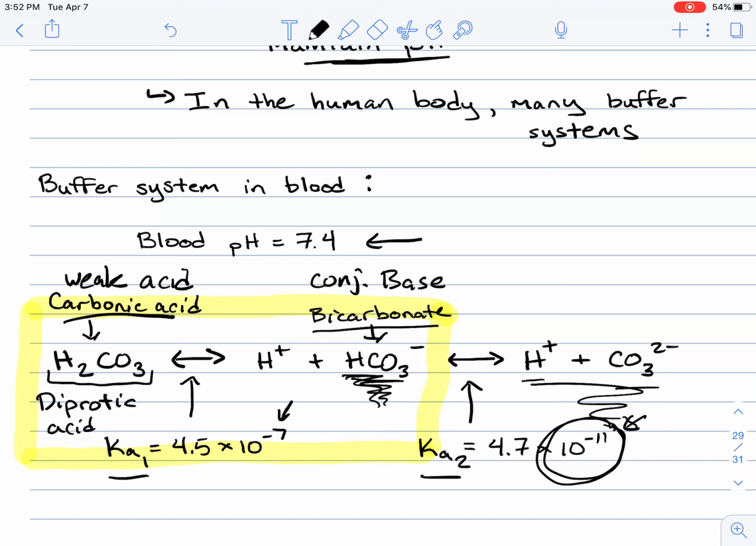What I want to do is explore what would happen when external factors affect the equilibrium of the system. I'm piggybacking off of what we learned in the previous chapter, Le Chatelier's principle.